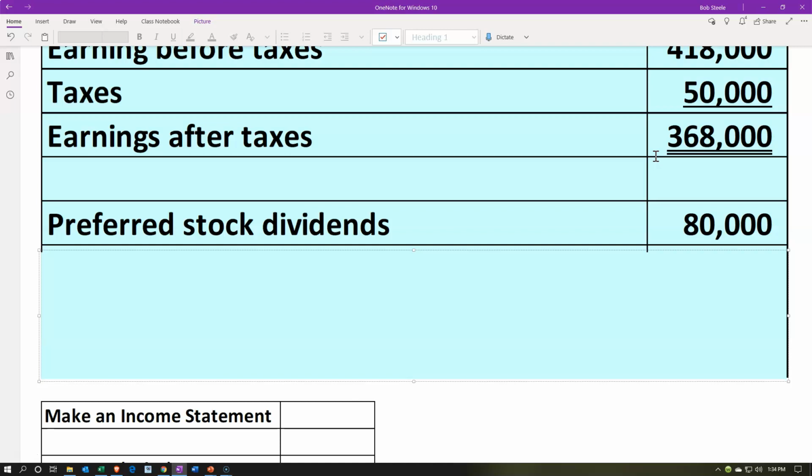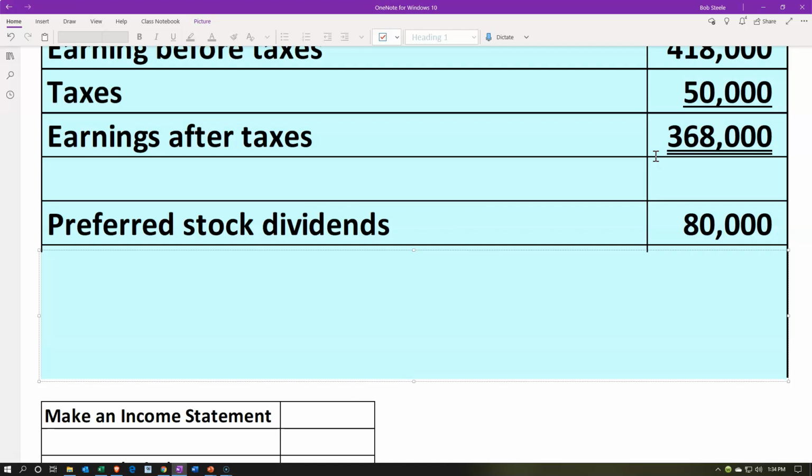Note, it's possible that they could pay more than 365 out. How? Because they could have earnings from prior years that they didn't pay out in dividends that have been accumulating in retained earnings. This is just what they earned this year. So they could possibly pay more than that, but typically that's not the case, right? Typically they're going to say, okay, we earned 368,000. Do we want to pay some of that in dividends to the shareholders?